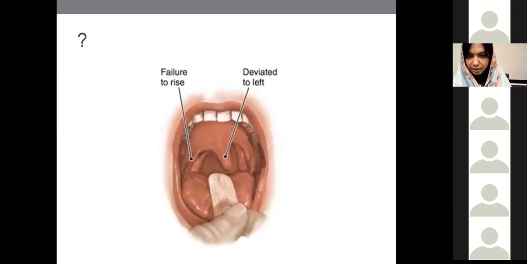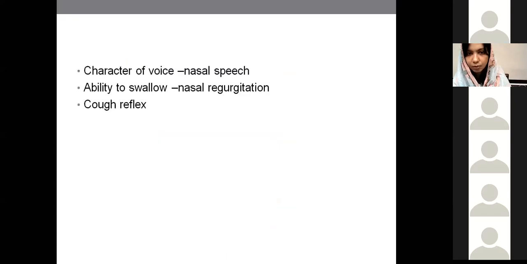Now, as in this diagrammatic representation, the uvula is not central. The uvula is deviated towards the left side, and this is a 9th cranial nerve palsy on the right side. You also check the character of the voice; in 9th and 10th nerve lesions there is nasal speech, and you check the ability to swallow, that is nasal regurgitation, and the cough reflex.